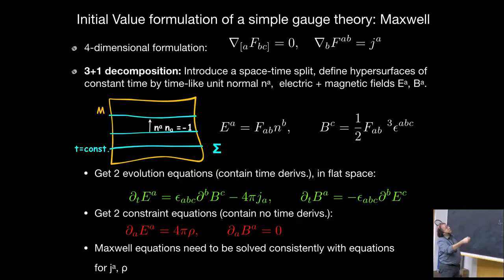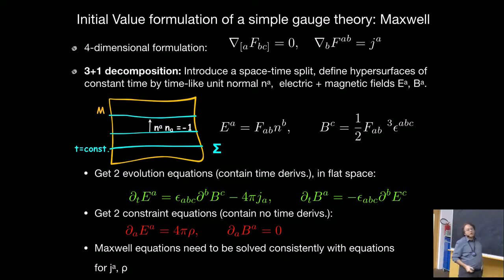So what you can use is what's called the 3+1 decomposition. So here we have our manifold M, and now we make a 3+1 decomposition. So we have hypersurfaces, t equals constant, we call them sigma, and we just foliate our spacetime by these hypersurfaces. They are space-like here. They have a unit normal N, which is time-like. And then we can define these quantities, E and B, which of course are the electric field and the magnetic field. And we define them in this way. So F is projected with the time-like unit normal, and for B it has this three-dimensional epsilon tensor, which is the epsilon tensor of the manifold sigma.